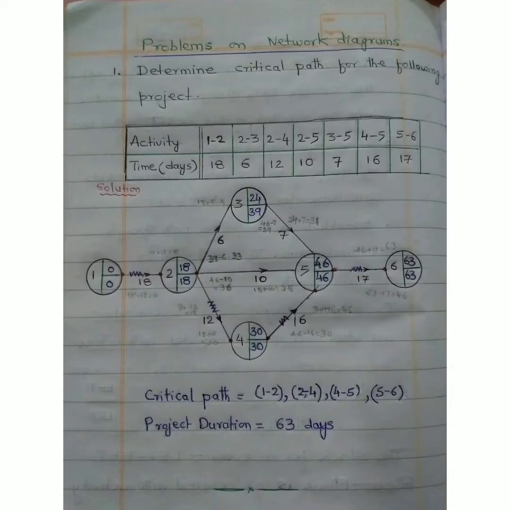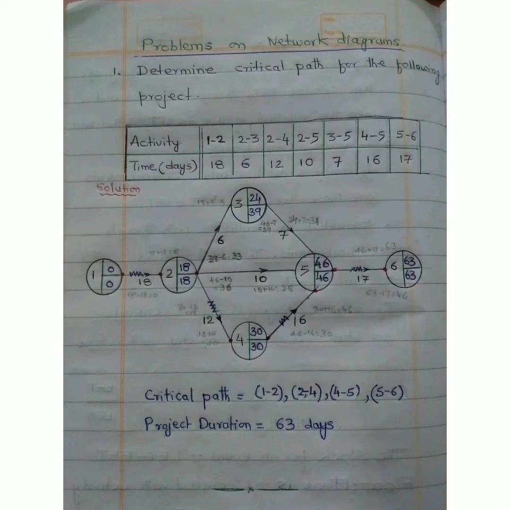In the problem, the activities and the time durations are given. Activities are indicated as 1-2, 2-3, etc. That is, for the first activity, the starting event number is 1 and the ending event number is 2. For the second activity, the starting event number is 2 and the ending event number is 3, and so on.